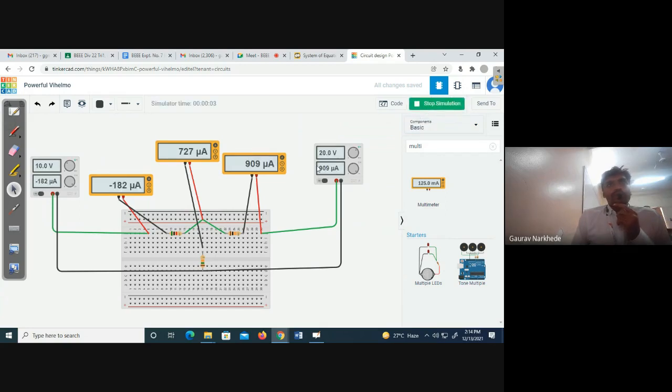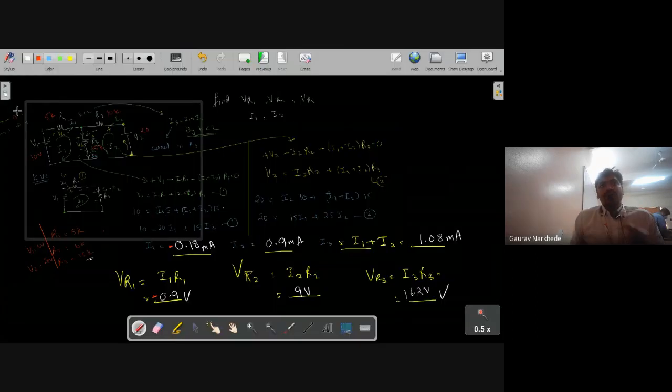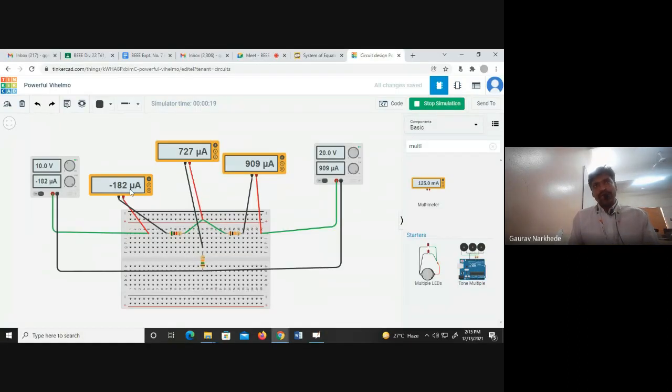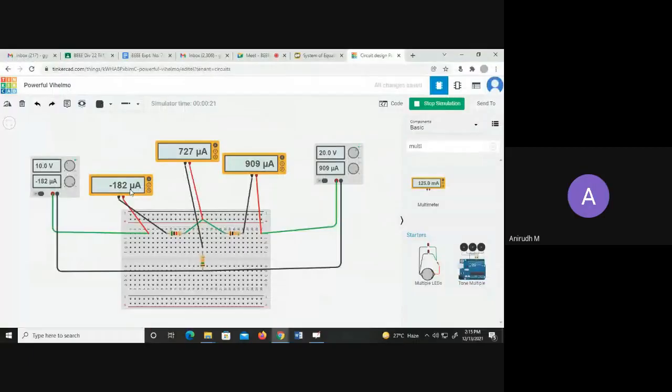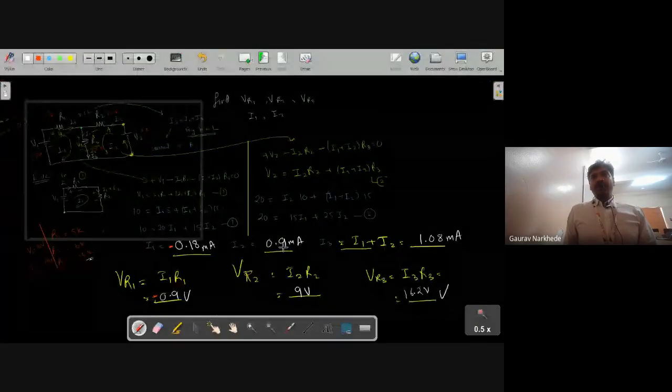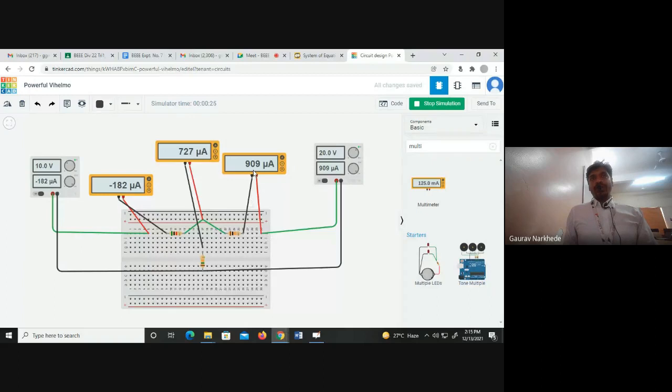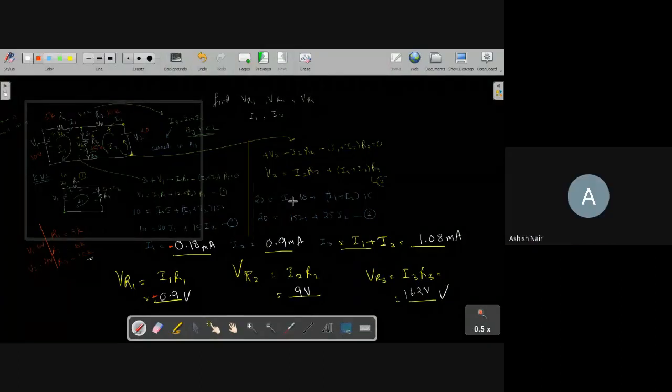Okay. So, correct hai? Suniye, just one second, okay? So, 0.18, is it correct? Minus 0.18 milli means what? 182 micro, is it correct? Yes, sir. Okay. This is 0.9 milli, means what? 909 micro, is it correct? Yeah, correct.